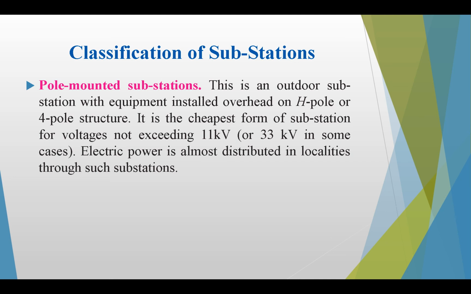The last one in this category is the pole mounted substation. This is an outdoor substation with equipment installed overhead on H poles or a 4-pole structure. It is the cheapest form of substation for voltage not exceeding 11 kV, or 33 kV in some cases. So electric power is almost always distributed in localities through such a substation. It is outdoor, it has low voltage and it does not require a large space. So it is the cheapest form of substation and we call it a pole mounted substation.